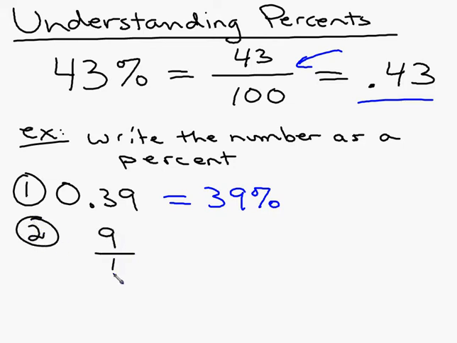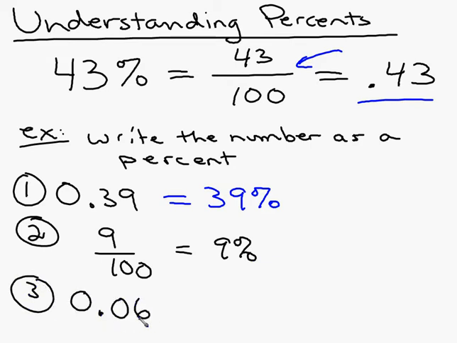Let's do another one. What if they gave it to you this way? 9 out of 100, that would be 9%. Or maybe they give you a decimal like this one, 0.067. What would that be as a percent?